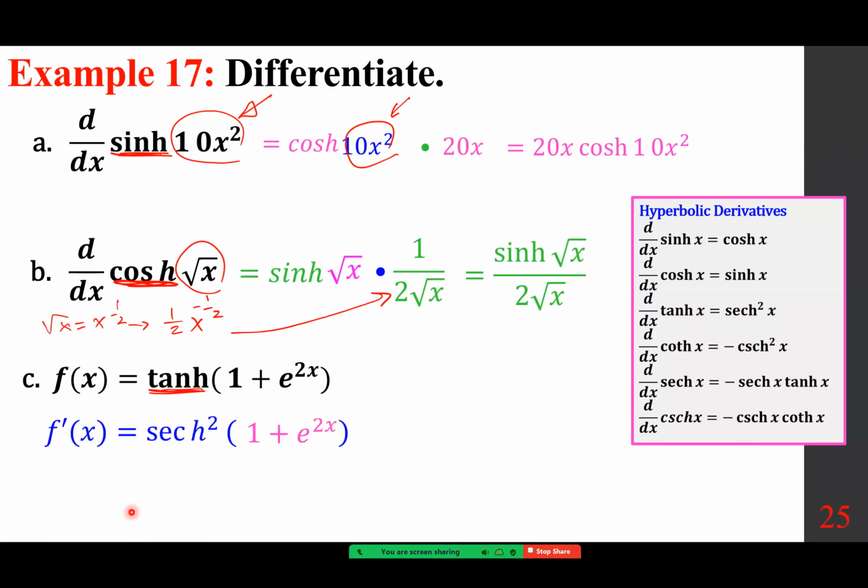Now we want to differentiate this by the chain rule. How do we differentiate? 1 is 0, so never mind. How do we differentiate any exponential itself? Is the exponent x? No. By the chain rule, times its derivative, which is 2. And you put that in front. 2 e to the power of 2x, hyperbolic secant squared of 1 plus e to the power of 2x is the final answer.